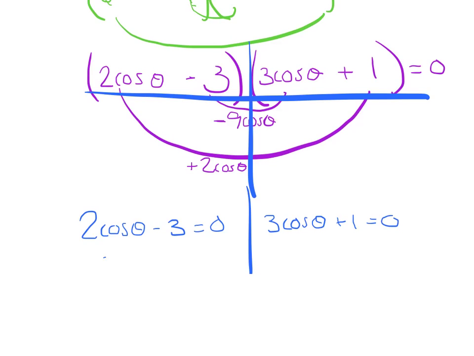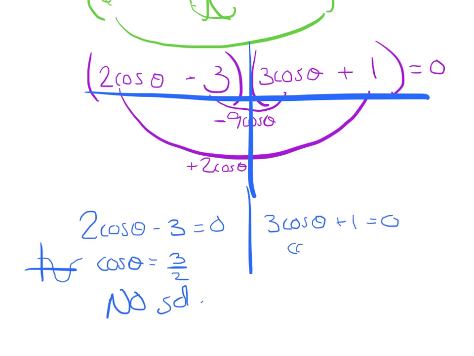All right, so I've got on this side, cosine theta equals, add the 3, divide by 2. Cosine theta is bigger than 1. Is that allowed to happen? Can the cosine graph be bigger than 1? Hopefully you're saying no solution on this side. And on this side, I've got cosine theta equals, subtract the 1, divide by 3, negative 1/3.